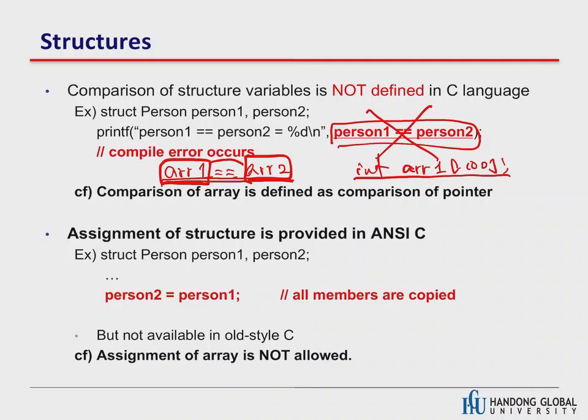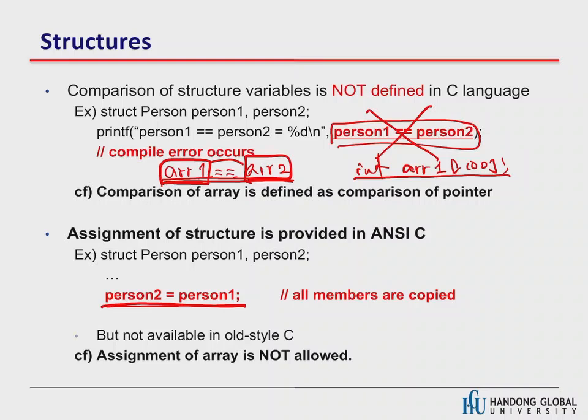And the second issue, assignment. When we have two structure instances, person1 and person2, this statement will copy all the members from person1 to person2. In the previous slide, each person has a name, age and salary. So person1's name will be copied to person2, person1's salary will be copied to person2, and person1's age will be copied to person2. So person2 will get all the copies from person1.